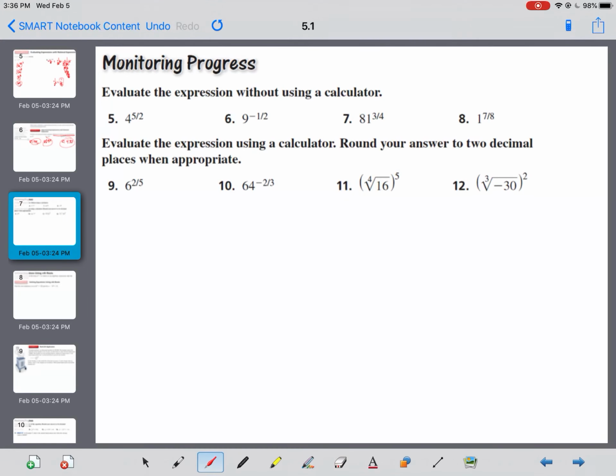All right, evaluate the expression without using a calculator. So the first 4, do it without the calc. The next 4, do it with the calc. Give it a try, come back, see the answers.